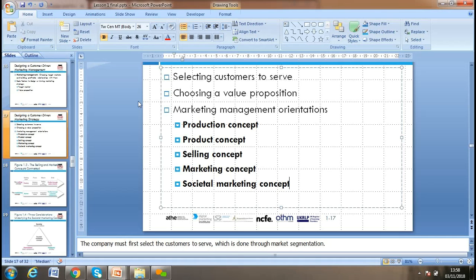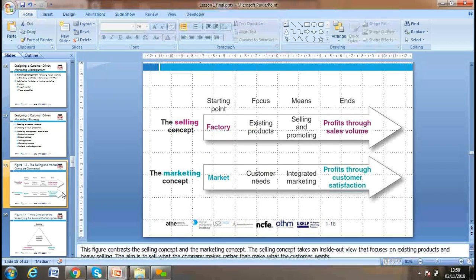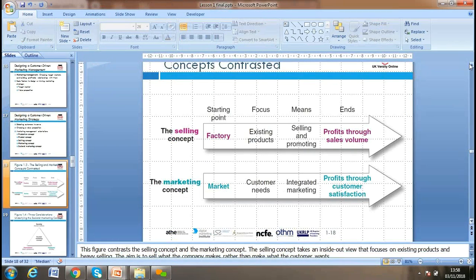So the societal marketing concept is becoming quite popular, instead of you spending huge money. As a society, you set up some activity for the welfare of the society. So we need to look around. In contrast, the selling concept has the factory as the starting point, focuses on existing products, means selling and promotion, and ends with profit through sales volumes. You sell more, you earn more profit, happy days, go home.